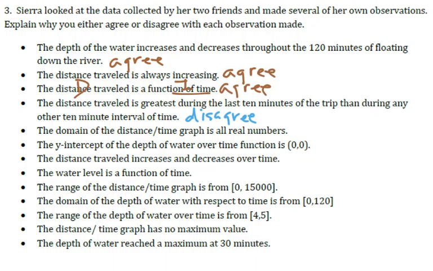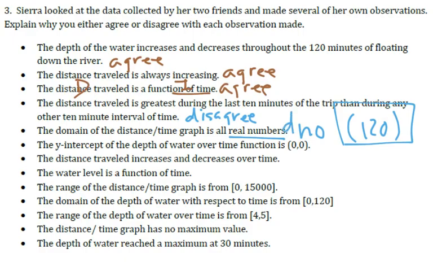Okay, the domain of the distance time graph is all real numbers. All real numbers would be every single number. Does our domain go that far? No, because we stopped traveling at 120 minutes. That's the farthest we go. All reals would go on till infinity. So we would disagree with that one.